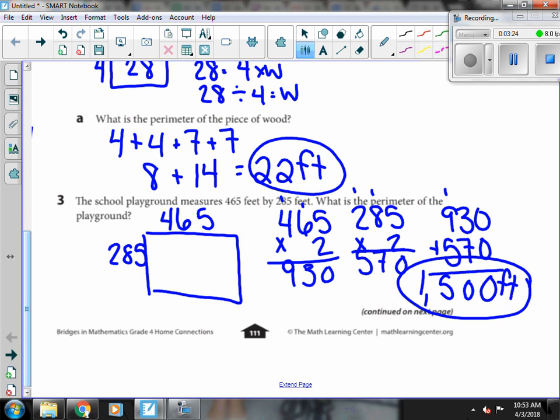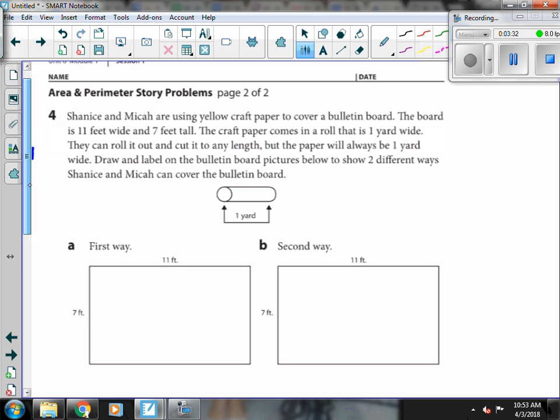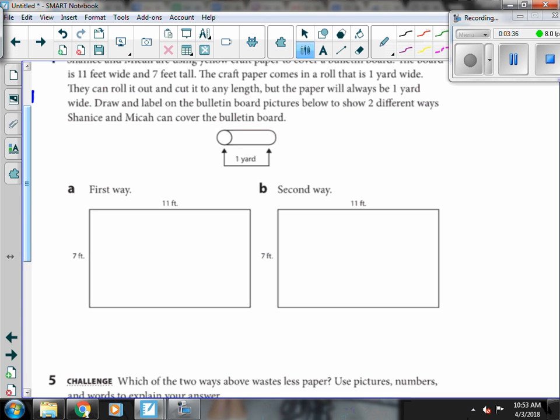Okay, let's look at the back. Shanice and Micah are using yellow craft paper to cover a bulletin board. The board is 11 feet wide and 7 feet tall. The craft paper comes in a roll that is 1 yard wide. They can roll it out and cut it to any length, but the paper will always be 1 yard wide. Draw and label on the bulletin board pictures below to show 2 different ways they can cover the bulletin board.